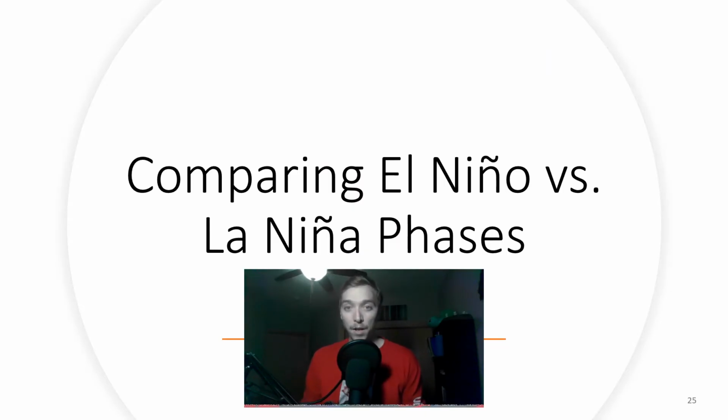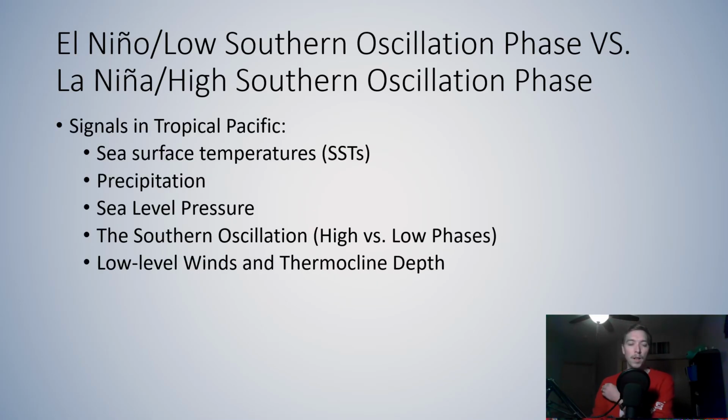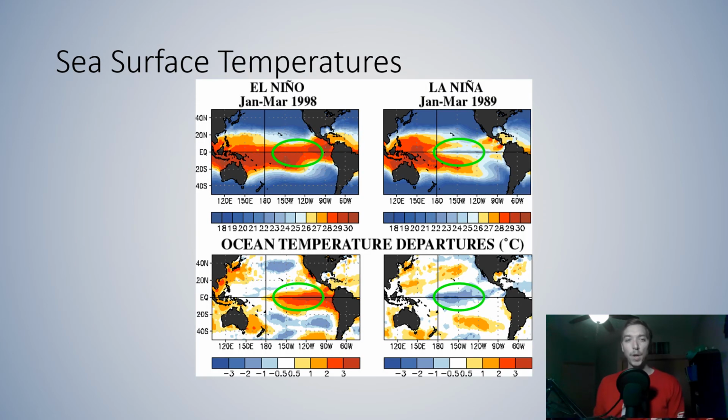So comparing El Nino and La Nina phases. What do we see in the tropical Pacific? We see changes and differences in sea surface temperatures, precipitation, sea level pressure, the Southern Oscillation, so high versus low phases, and low-level winds and thermocline depth. We've already talked about each of these, separately looking at the El Nino and La Nina phases in those previous slides.